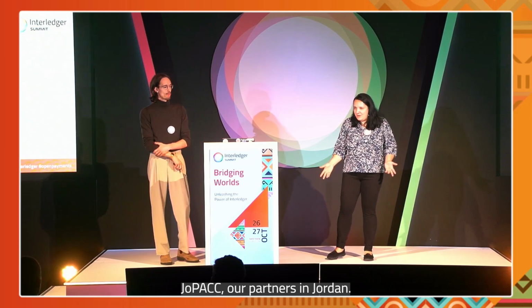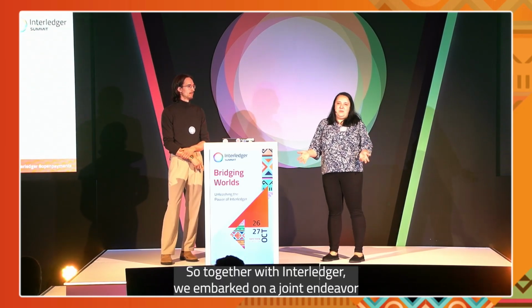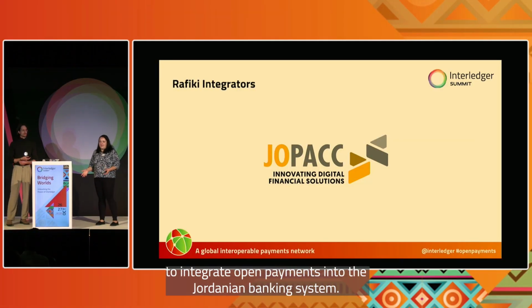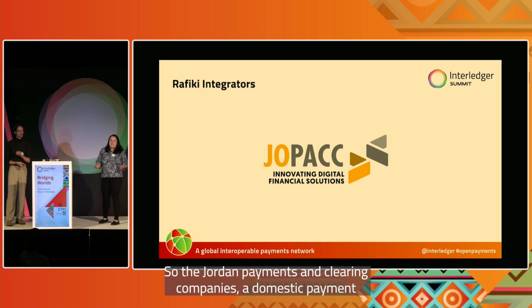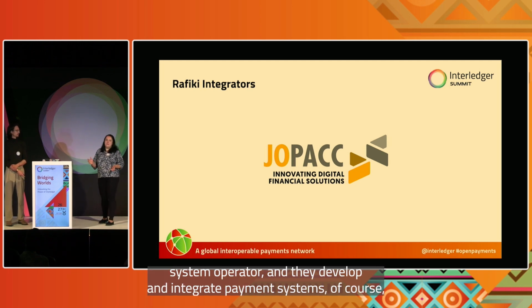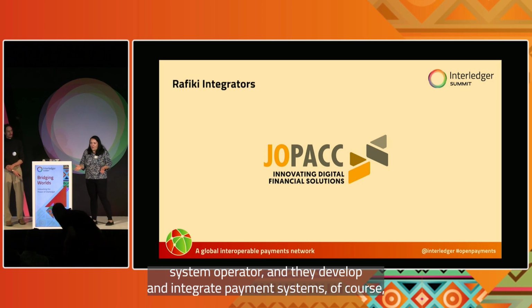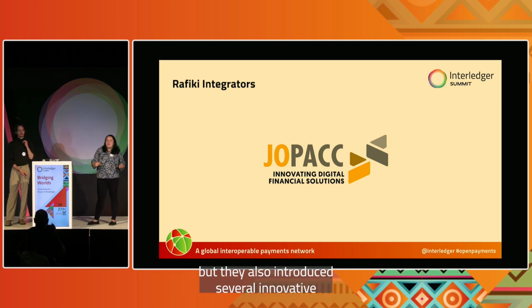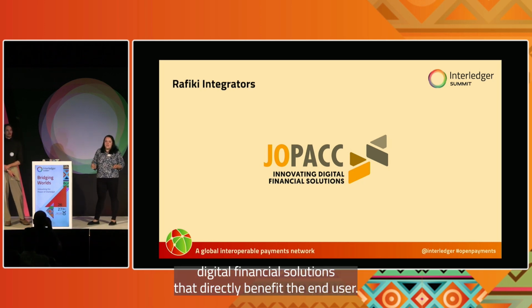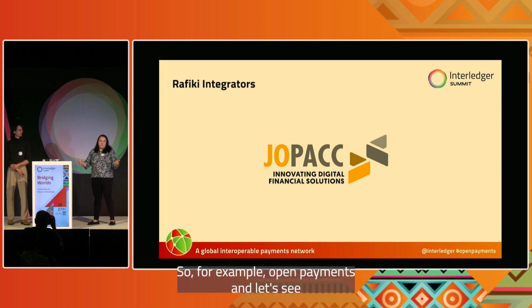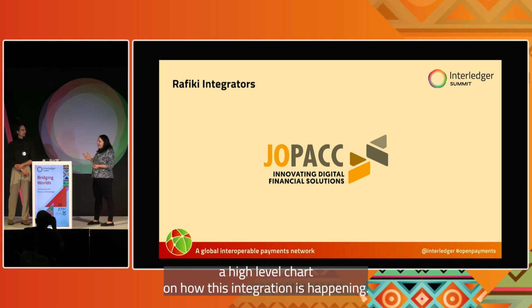Then JoPACC, our partners in Jordan. Together with Interledger, we embarked on a joint endeavor to integrate Open Payments into the Jordanian banking system. The Jordan Payments and Clearing Company is a domestic payment system operator. They develop and integrate payment systems, but they also introduce several innovative digital financial solutions that directly benefit the end user, for example, Open Payments. Let's see a high-level chart of how this integration is happening.